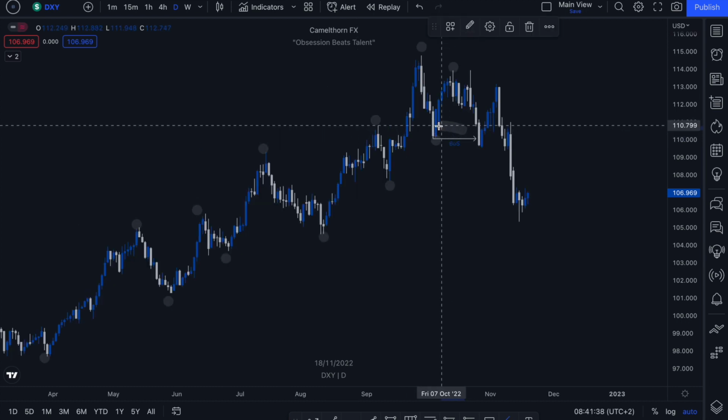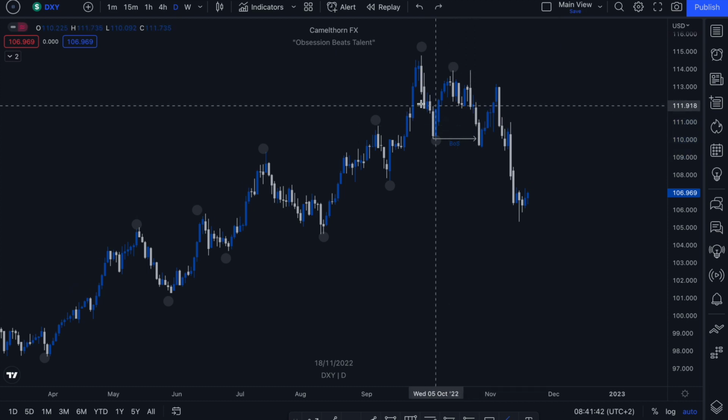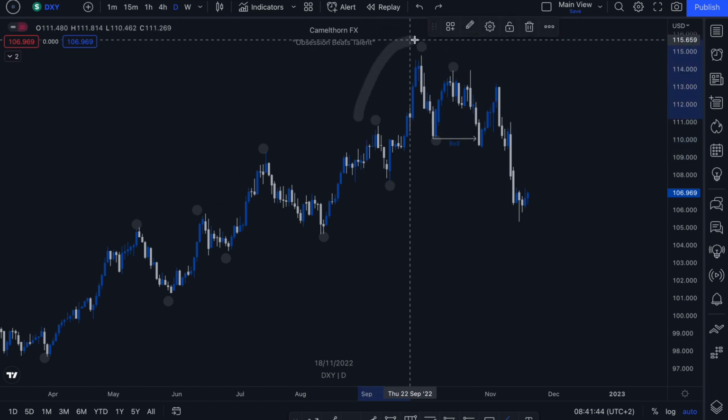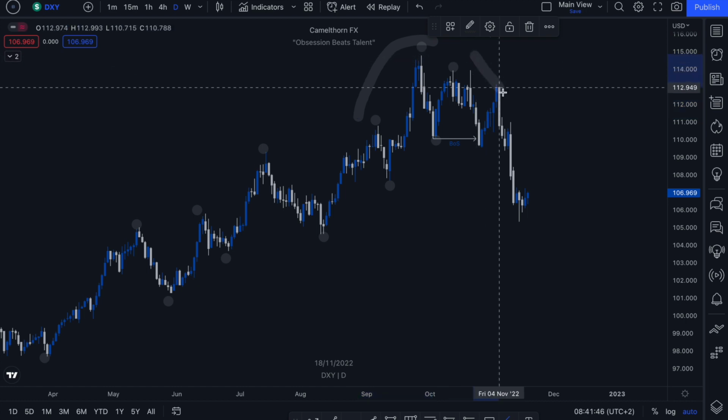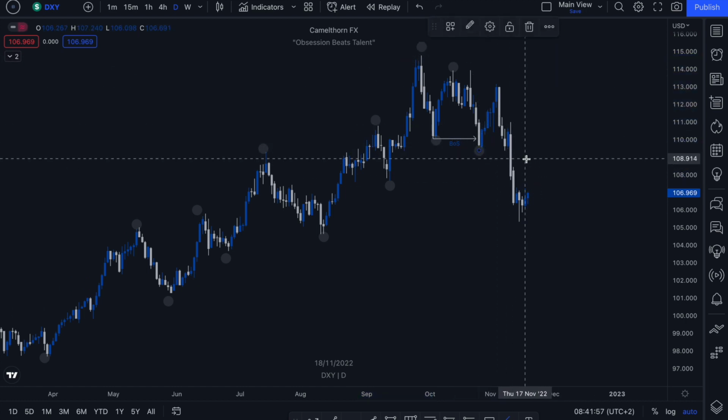So once price action broke to the downside in here, we essentially saw the DXY change from a trending bullish market to now a bearish market in here. All right. We then created this new lower low.